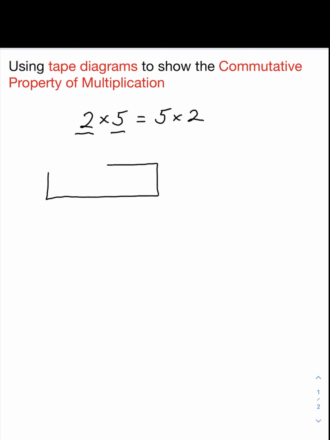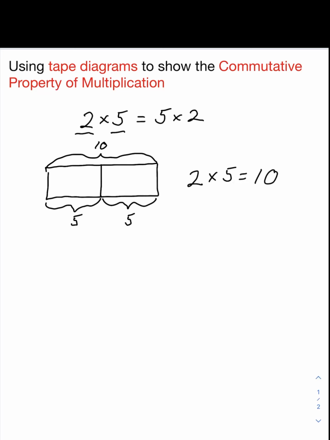So drawing my tape diagram, breaking it into 2 equal groups. Now I know the value of each of these is 5. And 5 plus 5 is 10. So this shows that 2 groups of 5 equals 10. So this would be the model that matches the expression 2 multiplied by 5.